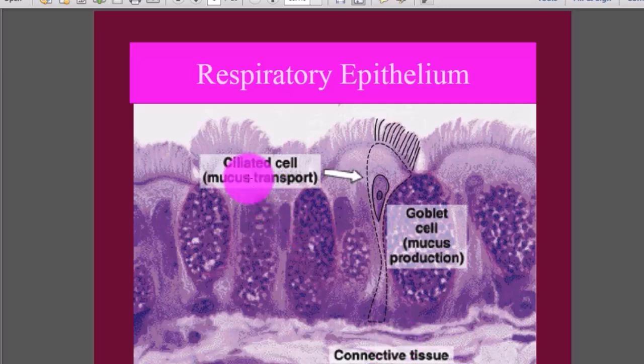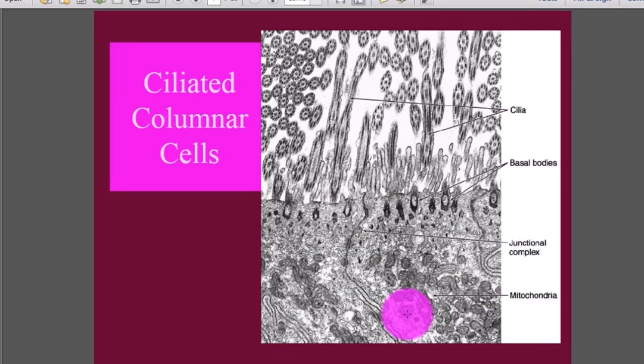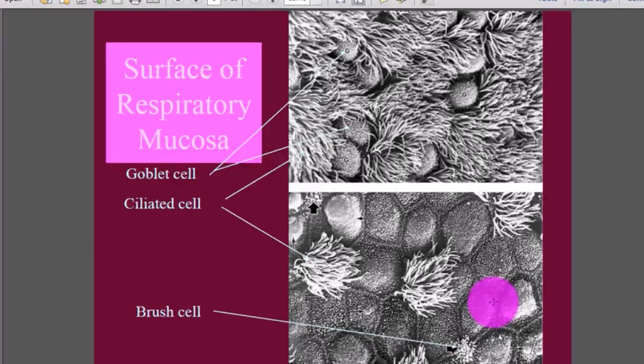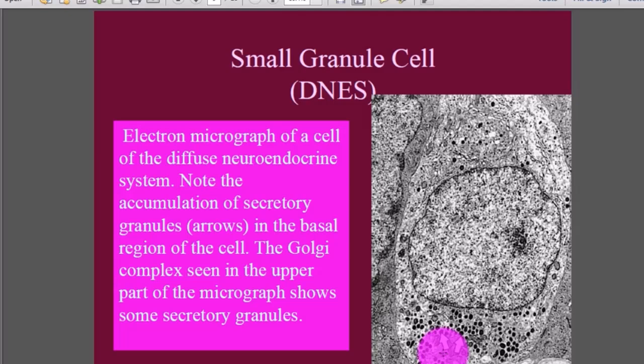Respiratory epithelium: ciliated cells. Ciliated cell, goblet cell, mucus production, connective tissue. Ciliated columnar cells, cilia, basal bodies, junctional complex, mitochondria. Surface of the respiratory mucosa: goblet cells, ciliated cells, brush cells, small granule cells.